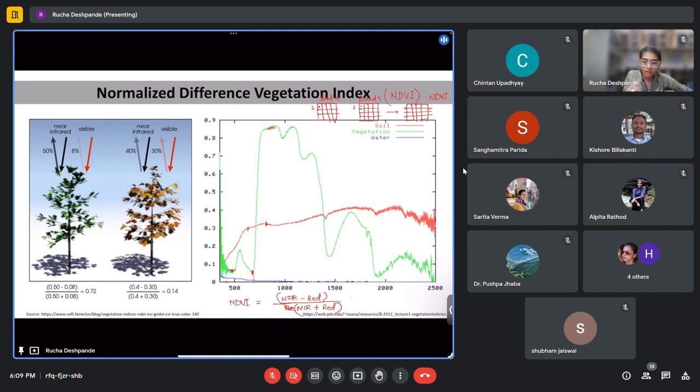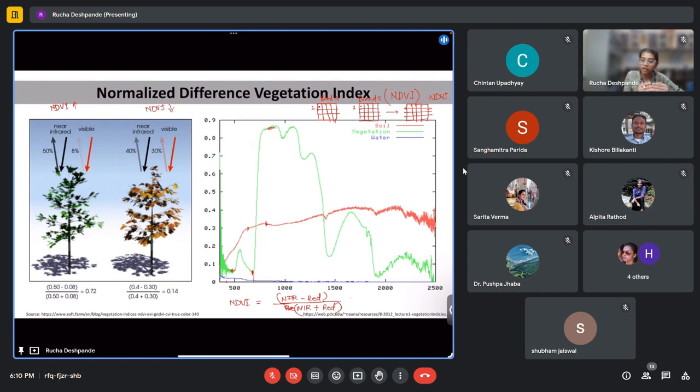Coming to the health aspect, the healthier the vegetation, the more it would reflect in the near infrared, and the more it would absorb in the red region. So the difference would be more. So we will have higher NDVI values for healthy vegetation, and if the vegetation is unhealthy, then it would reflect low in near infrared and absorb less in red. So the difference would be less and NDVI would be smaller in this case.